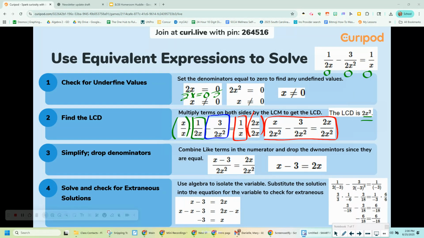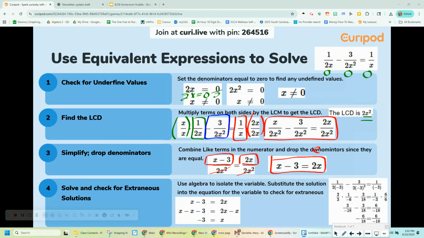Now I can combine like terms in the numerator, and I can drop the denominators, since they are equal. So all of the numerator now would just be x minus 3, and that would be set equal to 2x. I can drop my denominators to give me this simple equation here, x minus 3 equals 2x.